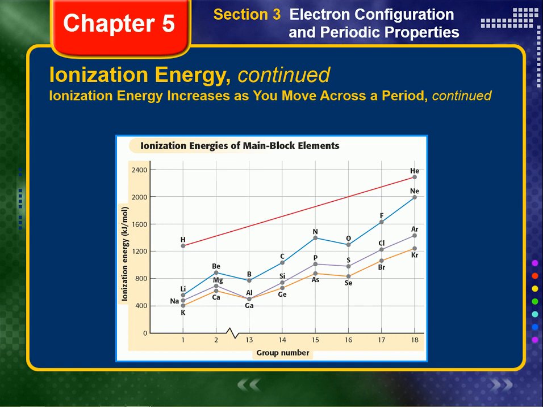So here's another graphical representation of ionization energies as you're moving across a period. And you see as you go from the group 1 elements all the way over to the group 18 elements, you're seeing a general increase in ionization energy. Now, there are some dips as you go along, but in general, there is an overall increase.